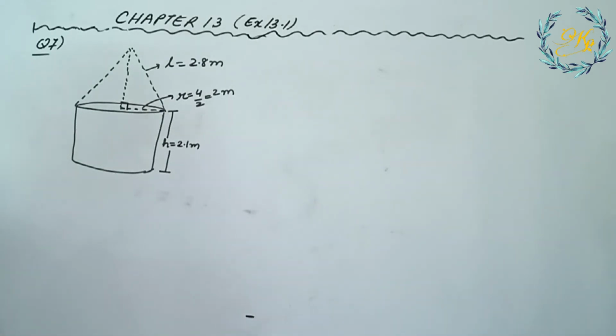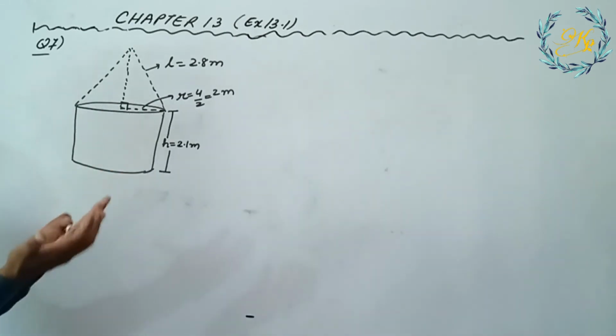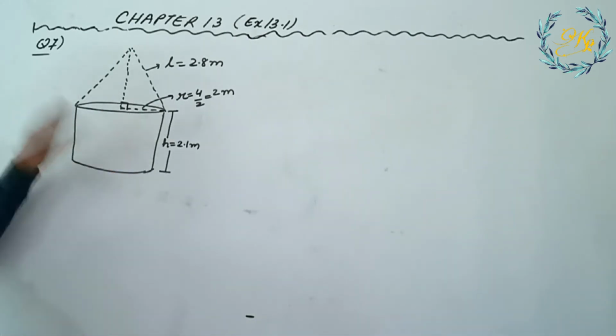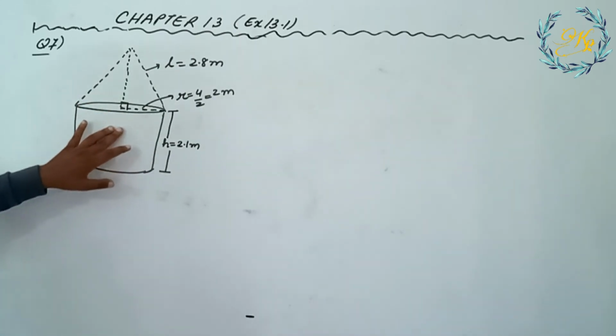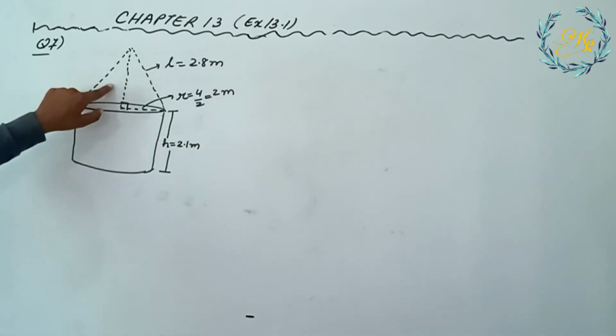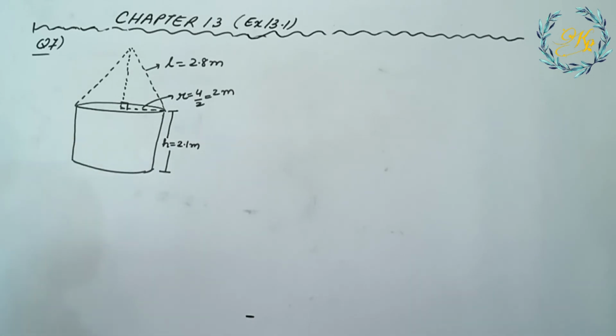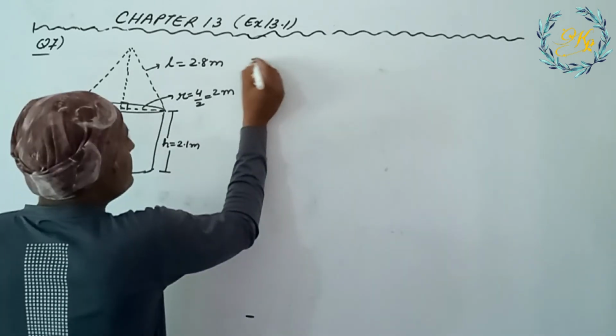Find the area of the canvas. Now we know that canvas in a tent is always applied outside the tent. So we need to see the curved surface area of it and not the total surface area. Okay, used for making the tent and also find the cost of the canvas. So first we are going to find the total area of the canvas which is used to make the tent, that is including the cone as well as the cylinder. Alright, so let's take the step.